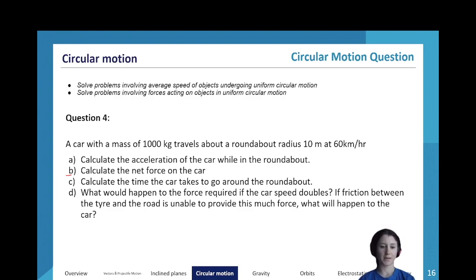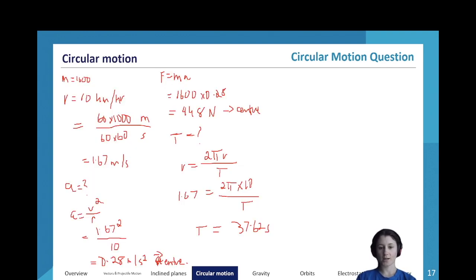Last part, part D, what would happen to the force required if the car speed doubles? If friction between the tire and the road is unable to provide this much force, what will happen to the car? So, let's deal with the first part of the question. What would happen to the force required if the car speed doubles? So, our velocity is, instead of 1.67, it would be double that.